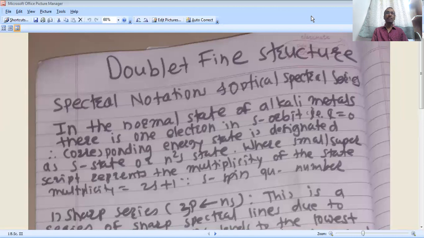Therefore, the corresponding energy state is designated as S state. Why S state? Because L equal to 0. For L equal to 0, the name of the subshell is S. Or n 2S state, where the small superscript represents the multiplicity of the state. This 2, the superscript, gives the multiplicity. Multiplicity is equal to 2S plus 1, where S is the spin quantum number.